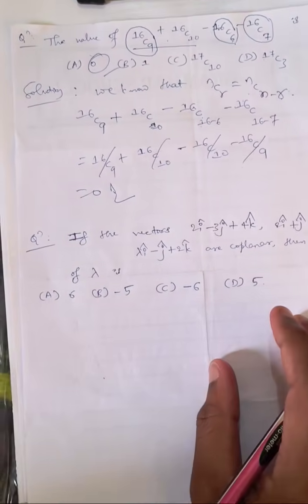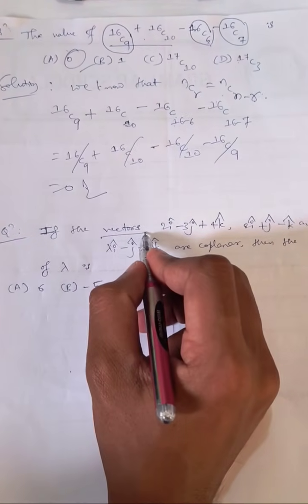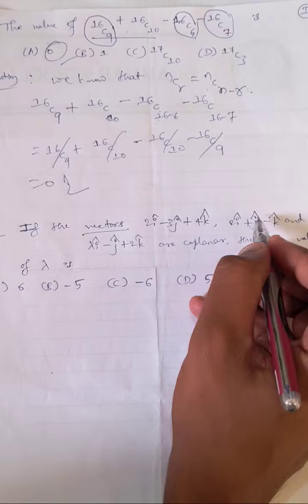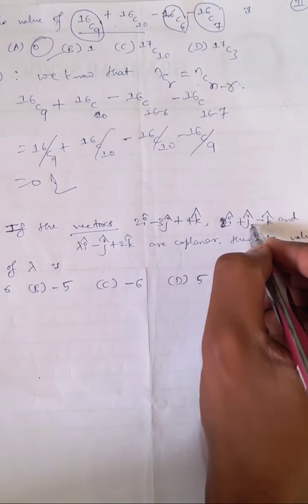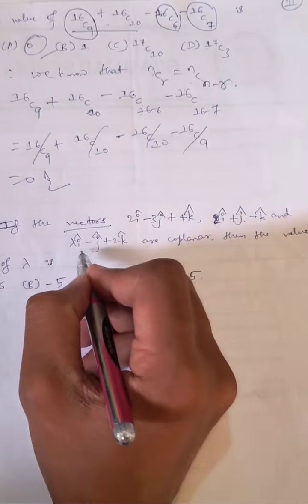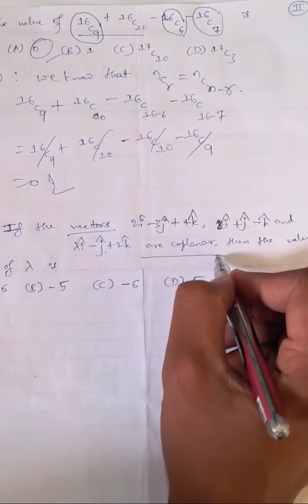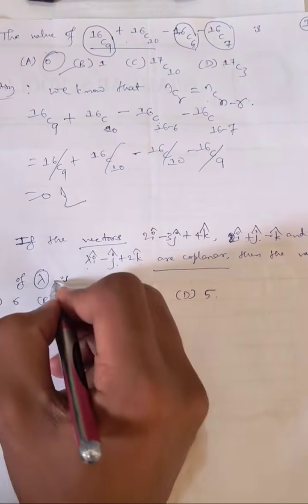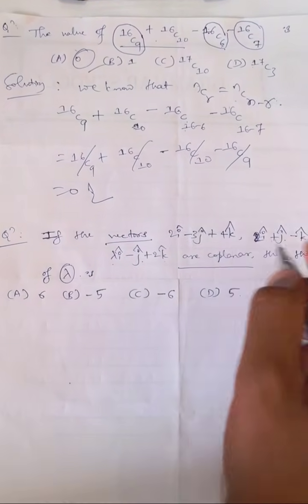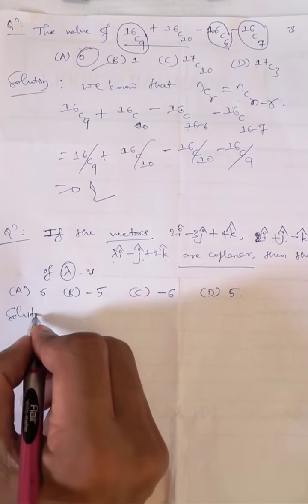Is it clear, students? Now come to the next question. Here they are given three vectors: 2i cap minus 3j cap plus 4k cap, 2i cap plus j cap minus k cap, and lambda i cap minus j cap plus 2k cap. All these three vectors are coplanar. Then we have to find the value of lambda for which these three vectors are coplanar. What is the coplanarity condition?